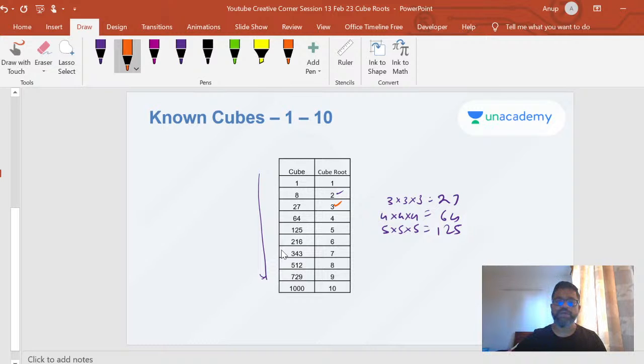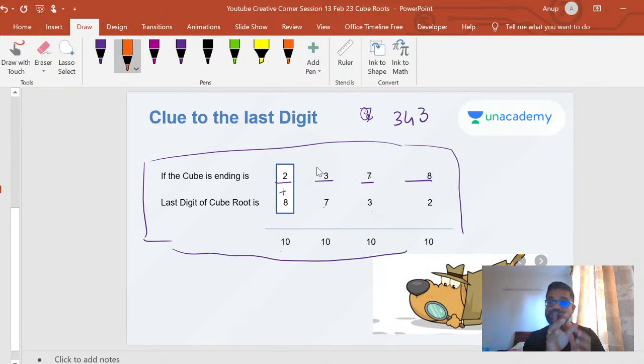Now, coming back to this table of 1 to 9, you need to know this by heart. The cube root of 8 is 2, the cube root of 27 is 3, and so on: 64, 125, 216, 343, 512, 729. You need to know this by heart so that this will help you get the first part of your answer. Mostly you will get the first part of your answer, and the last part you will get by knowing what digit the number is ending in.